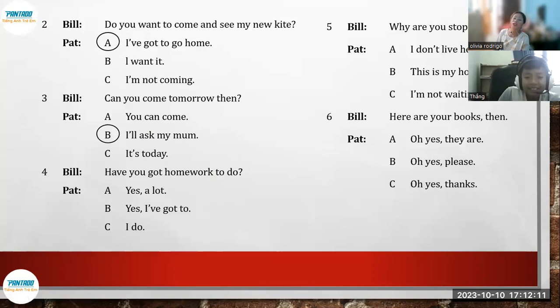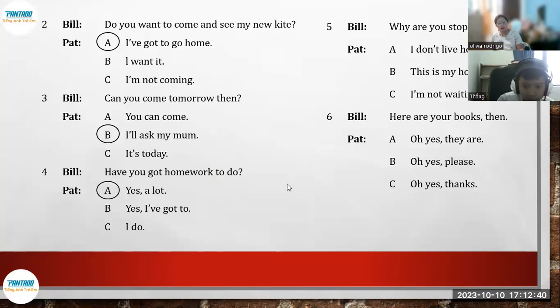Have you got homework to do? Yes, I've got to. Okay, the answer is yes, a lot. Have you got homework to do? So it means, have you got any homework? Yes, teacher, a lot. Many homework.